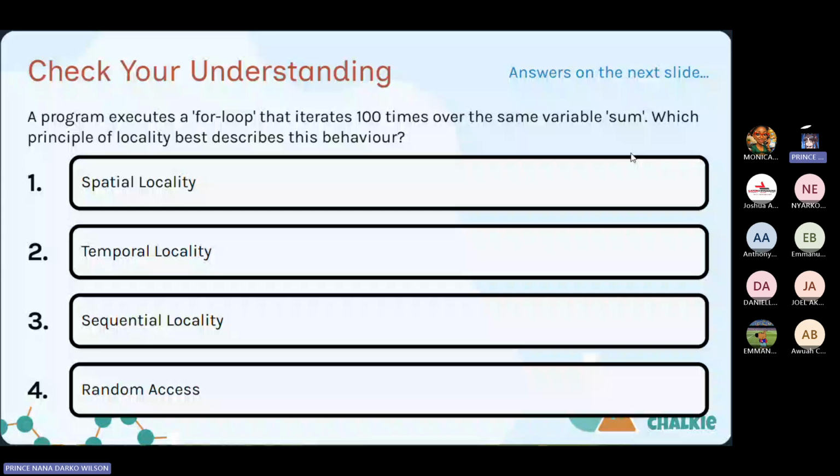So is this temporal? Is it spatial? Is it sequential? Or is it random access? Raise hands to contribute if you know the answer.